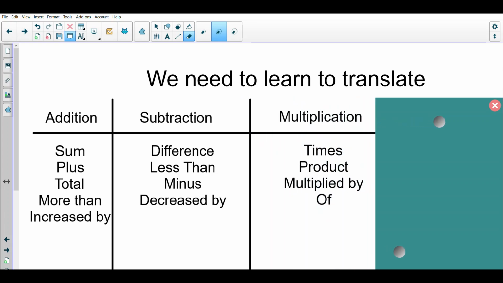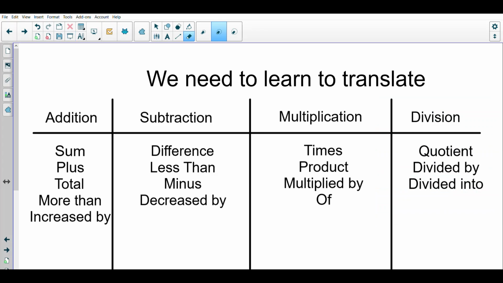The next one is multiplication: times, product, multiplied by. The word of is typically used for multiplying by fractions. 1/2 of 10 is 5. But you can also use it in other instances like 3 bags of 4 apples, so it can be used in multiple situations. And then division, the last one, we just have the basics: quotient, divided by, divided into. So when you see these, you need to think, hey, this is what I need to do.